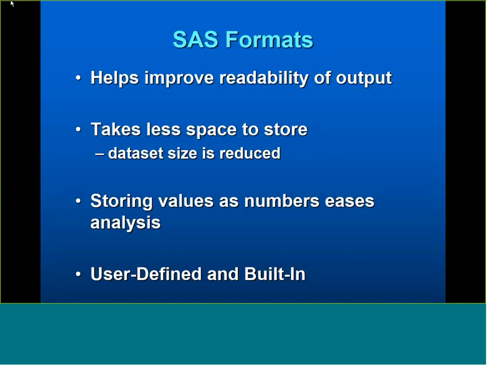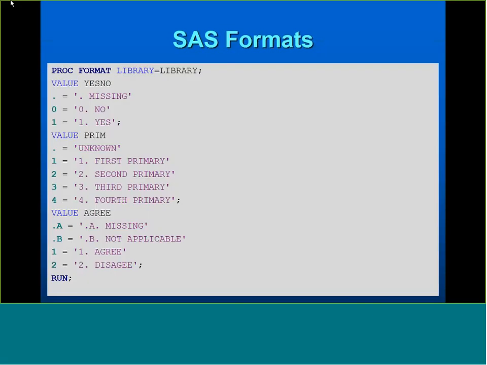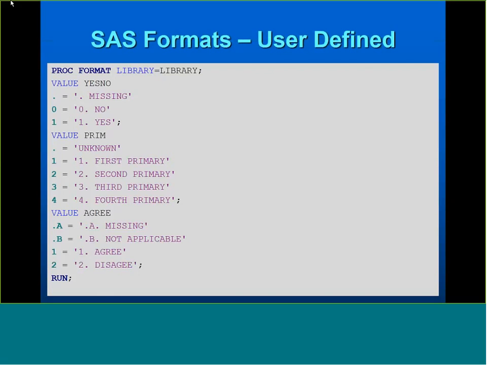In terms of SAS formats, there are 2 types of formats that you can use. Some are user-defined and some are built-in, and you've already seen some of the built-in ones. If you're going to use user-defined formats, you have to start with a procedure statement, and you say proc format. This tells SAS that you're going to use the procedure format that it knows. And here I'm going to refer to library equals library, which says where do you want to store this information. I want it stored in the library called library, which I defined in the first set of code that I showed you.